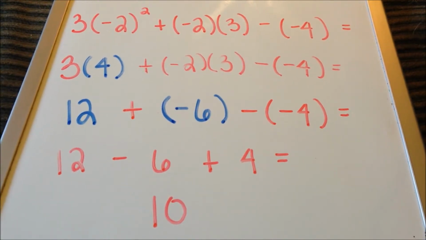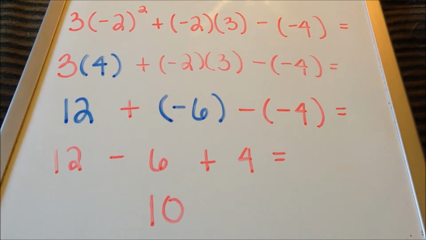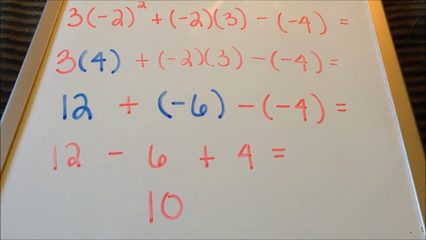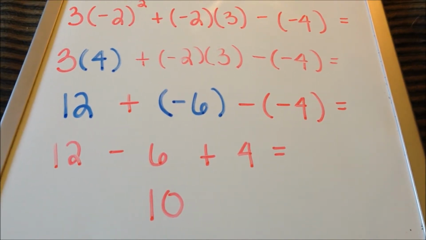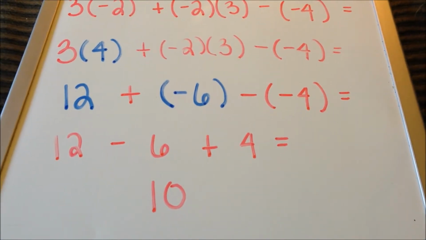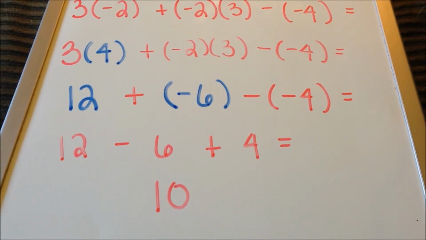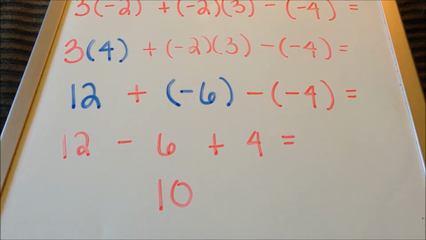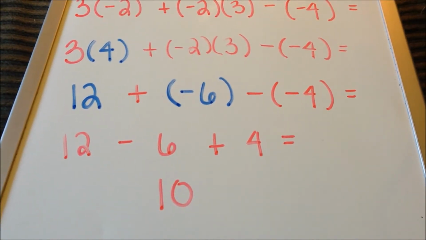We have -2 times -2. So at this point we have 3 times 4, and then just rewrite everything else, plus -2 times 3 minus -4. Next, we have some multiplication. We have 3 times 4, and we have -2 times 3. So we end up with 12 plus -6 minus -4.